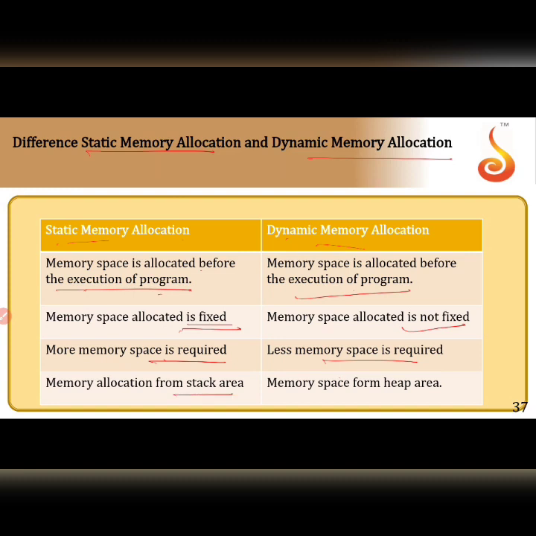Static memory comes from the stack area, and dynamic memory comes from the memory area called heap. So this is the difference between static memory allocation and dynamic memory allocation. Please make a note, it's a very commonly asked question. So this completes our pointers chapter. Hope you have understood it.